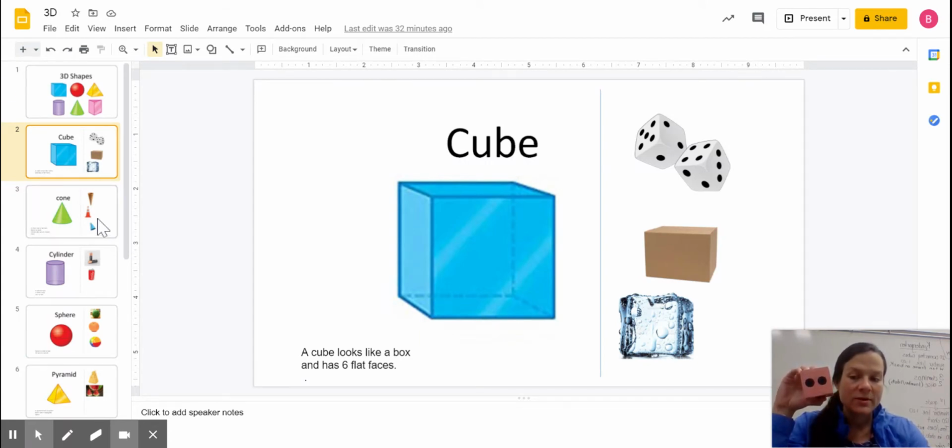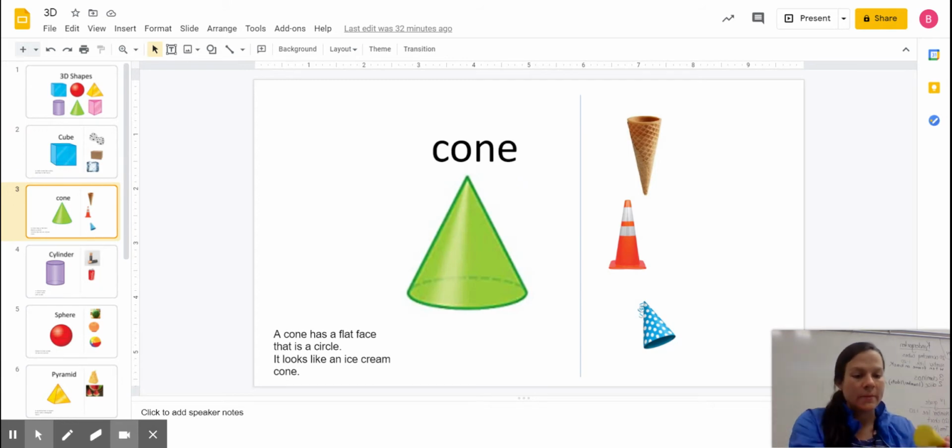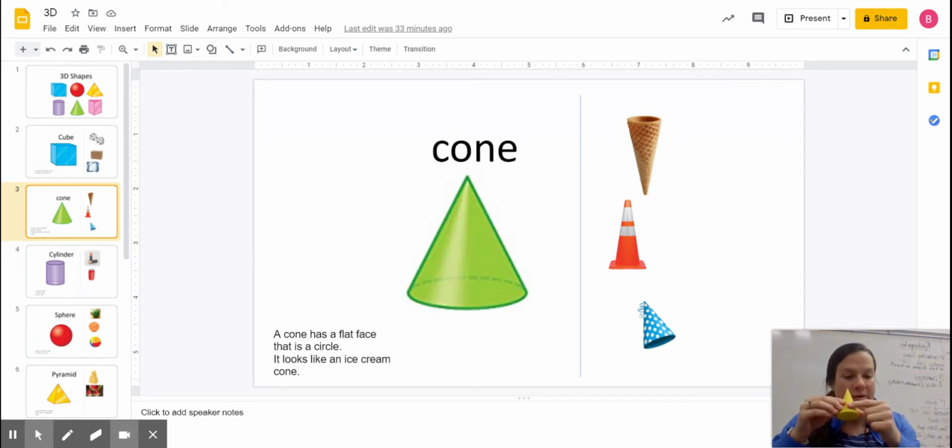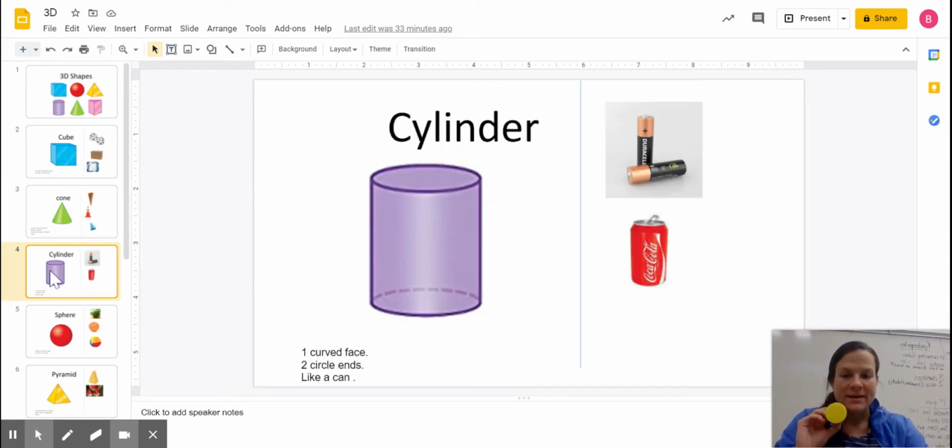The next shape is called a cone, like an ice cream cone. A cone has a flat face, like a circle, and it does look like an ice cream cone or a party hat. This is called a cone. Say cone. Good job. The next shape is called a cylinder.